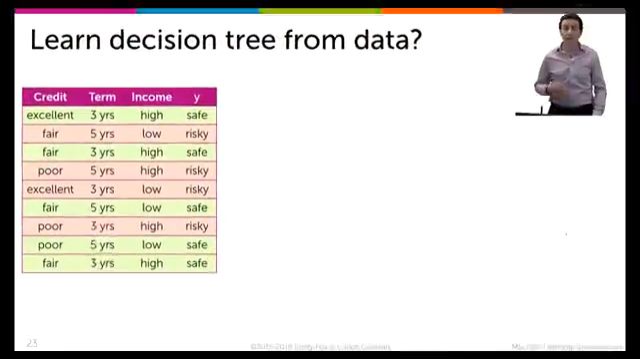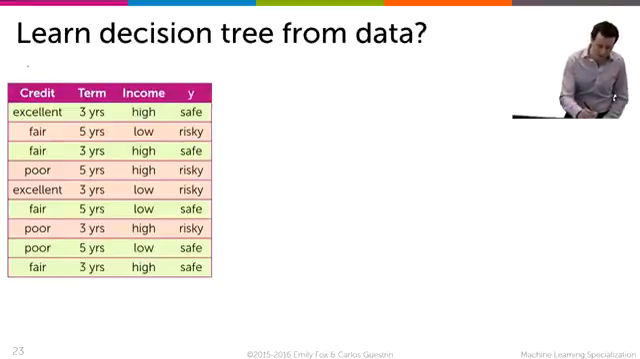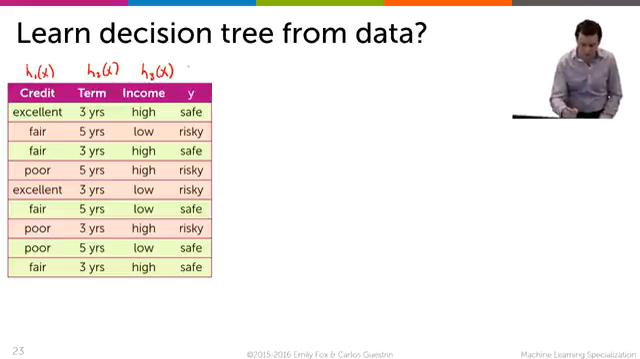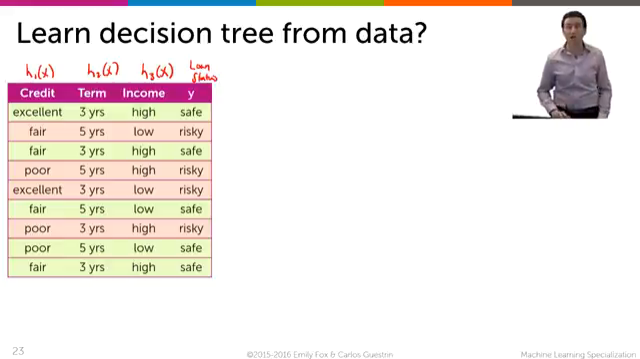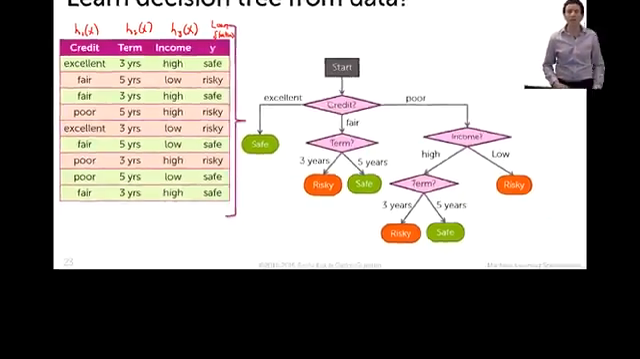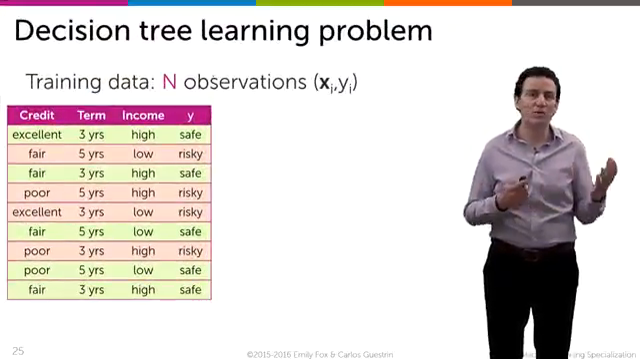In particular, we're given a data set here, which is a table where each row corresponds to a data point, and we have our features here, h1 of x, h2 of x, h3 of x, so credit, term, and income. So in this example, there's only going to be 3 features. And I'm going to try to predict what we call loan status, which is this variable y, which is whether the loan is risky or safe. And our goal is to learn a decision tree that can help us make that prediction, given one or more of these input features.